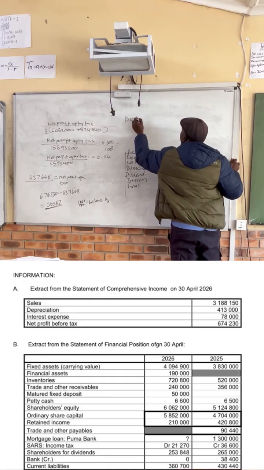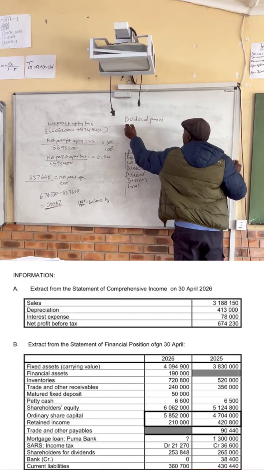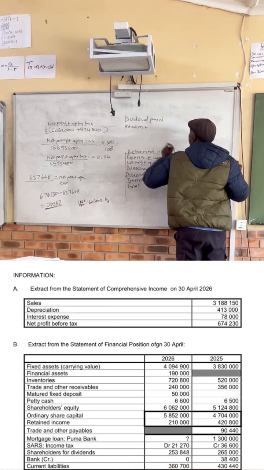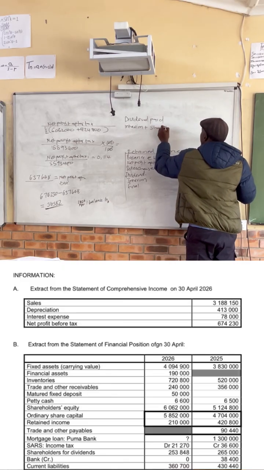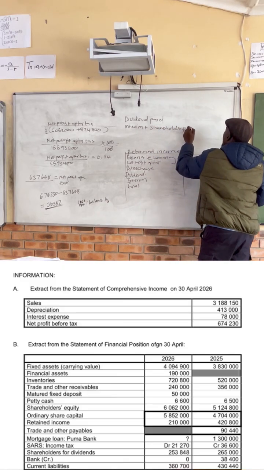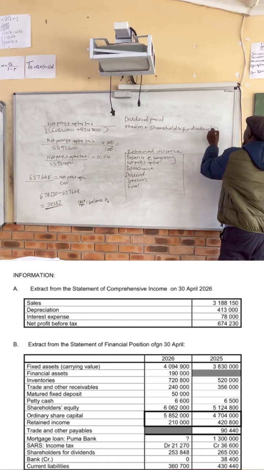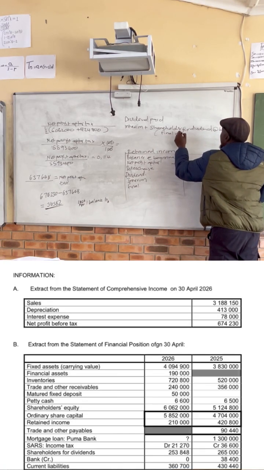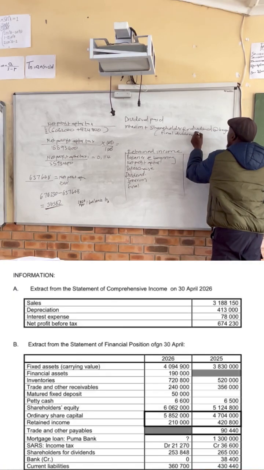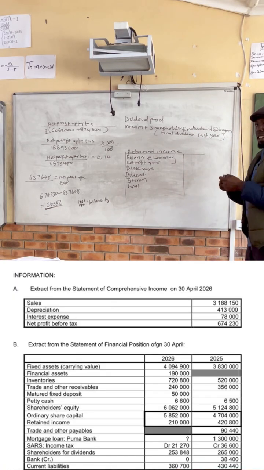Dividend paid, it should be what? Interim and final, which is our shareholders for dividend at the beginning. Shareholders for dividend. Yeah, you can also say AKA, also known as final dividend. Also indicator last year.